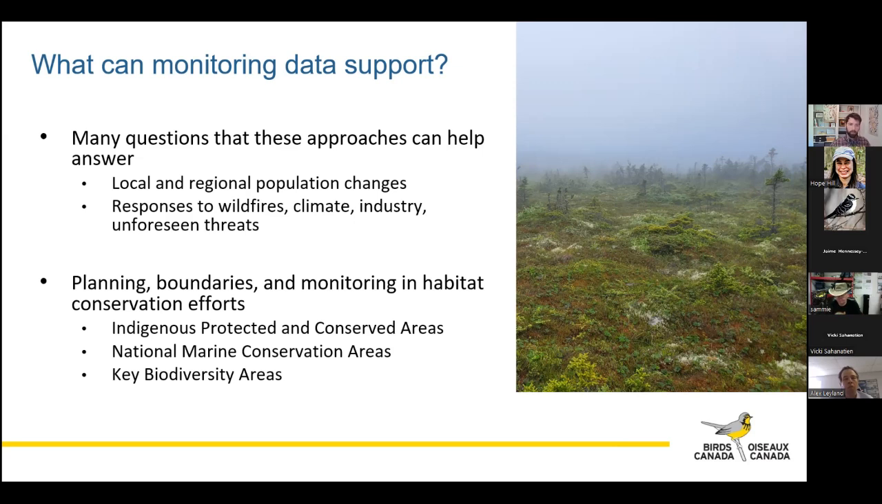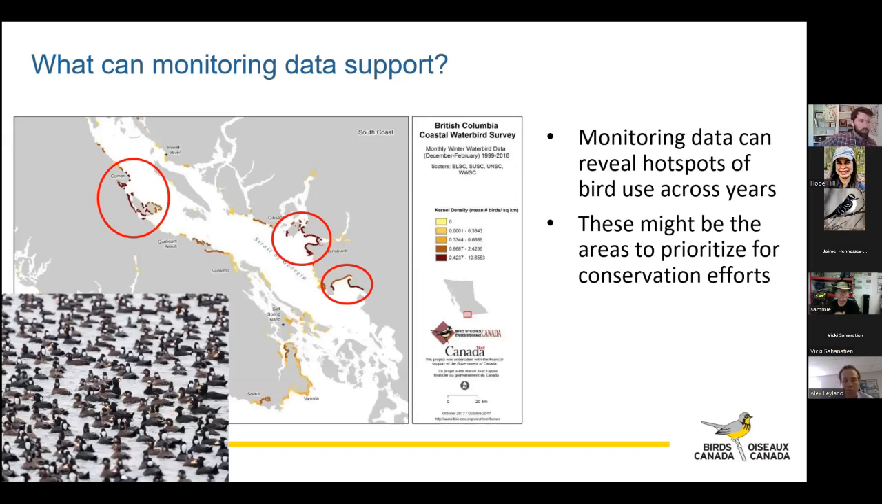And so this could be a range of different conservation techniques like Indigenous protected and conserved areas. I know Mushkegowuk Council is working closely on the National Marine Conservation Area, and so understanding boundaries on that and supporting that with monitoring data, and key biodiversity areas as well. So just some examples of how some of these monitoring programs, mostly ones that I've mentioned in this presentation already, could be used. So here, monitoring data can reveal hotspots of bird use across years.